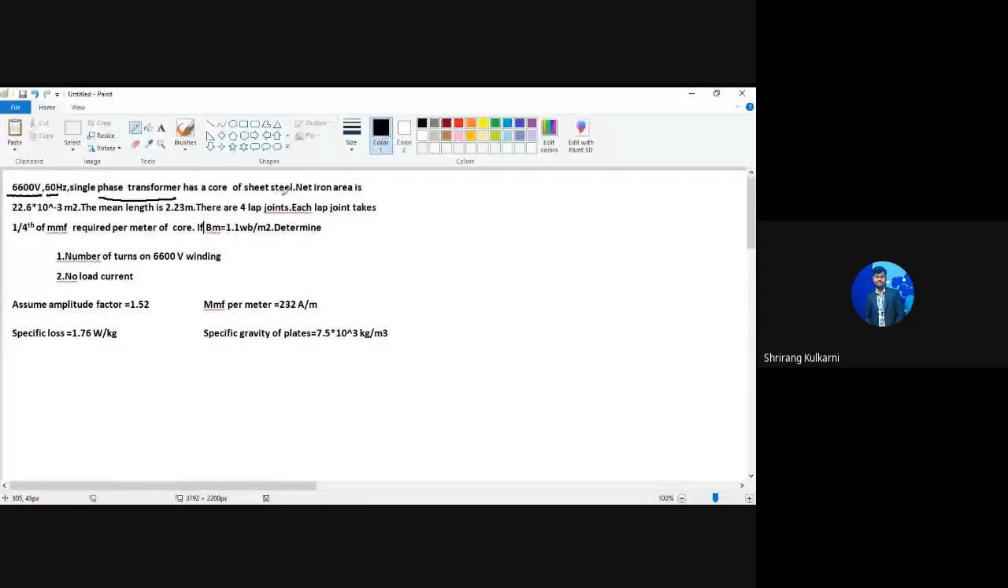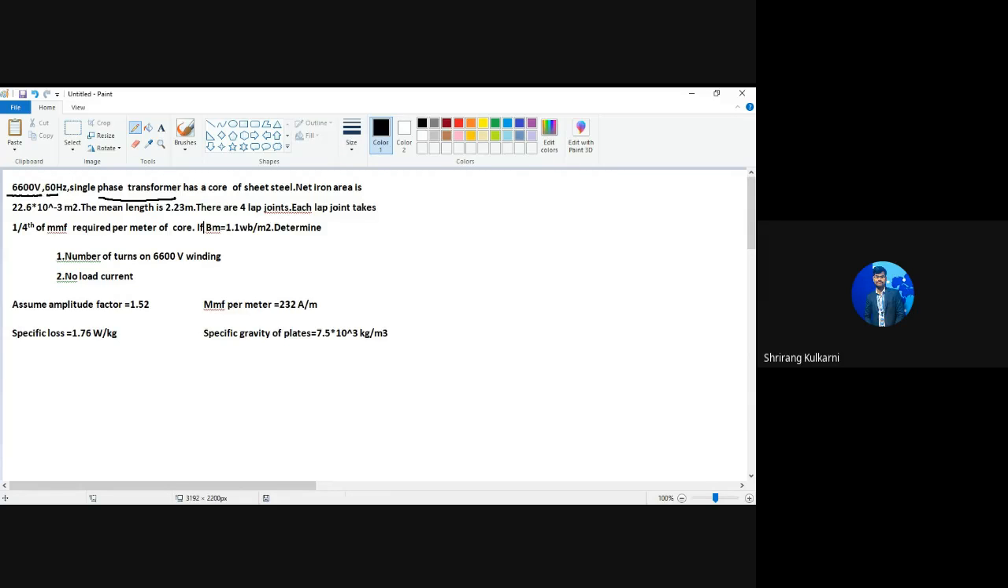Means what? Core is made up of steel sheets. Why is it required? To reduce the eddy current loss. To reduce the eddy current loss, the core is made up of steel parts. Which kind of steel? Steel sheets. All the sheets are put together to make one core, to reduce the eddy current loss.